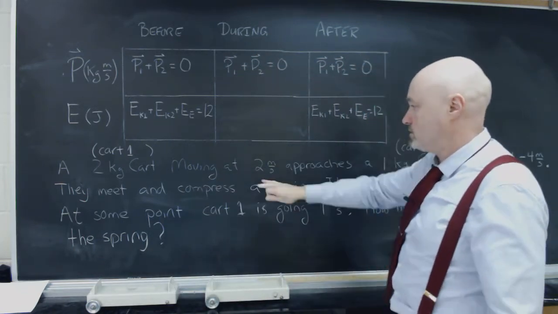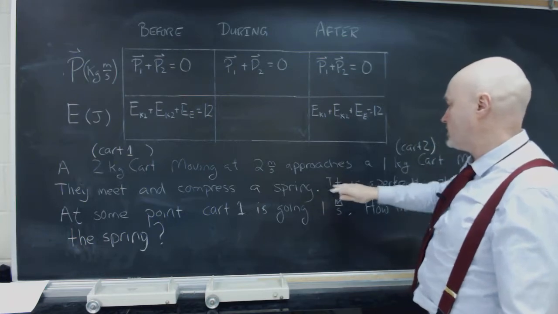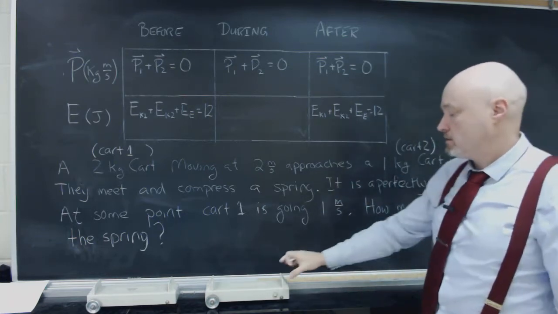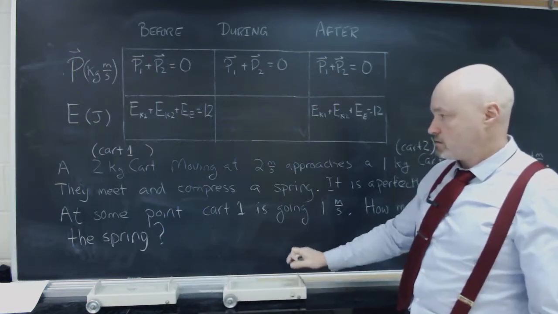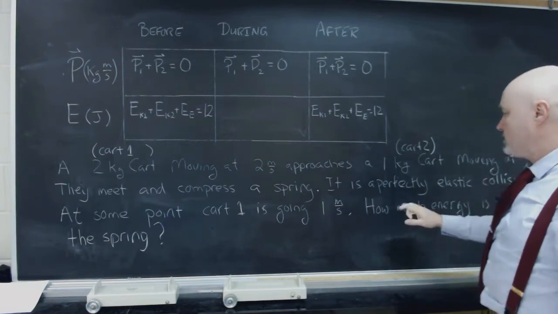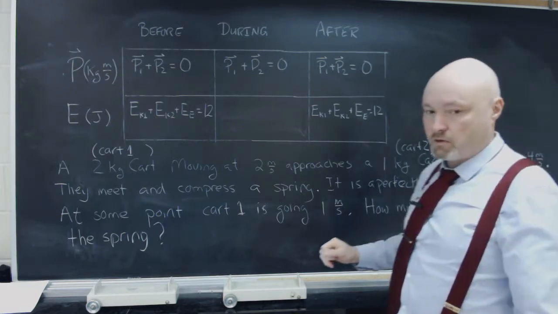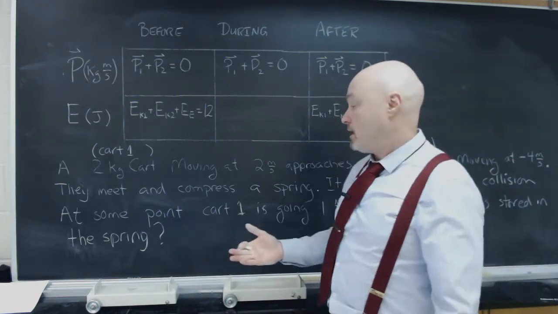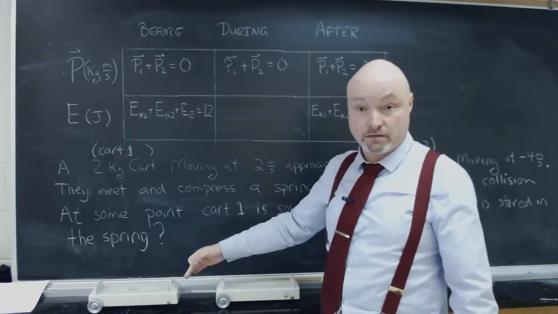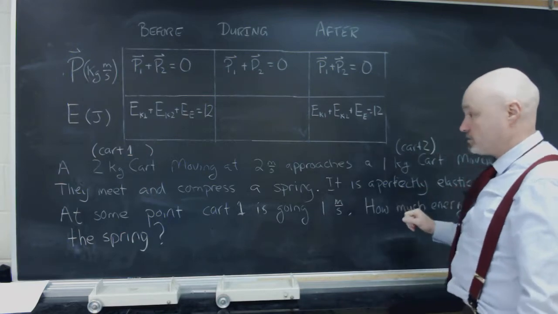So here's the problem. A 2 kilogram cart moving at 2 meters a second approaches a 1 kilogram cart moving at -4 meters a second. And so they're moving in opposite directions. Theoretically, they have different masses. They meet and compress a spring. It's a perfectly elastic collision. In other words, all of the energy remains in the system. It's just going to be stored as elastic potential energy in the spring in the middle of the collision.